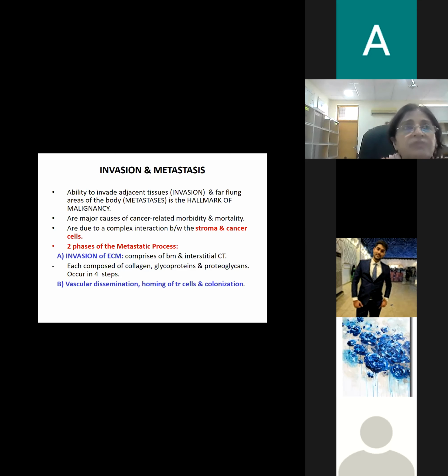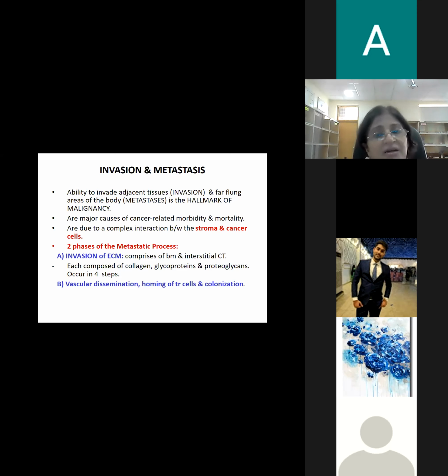And this invasion and metastasis is due to a complex interaction between the stroma and the cancer cells. Now, how does metastasis occur? There are two processes that take place. There are two phases in the metastatic cascade.